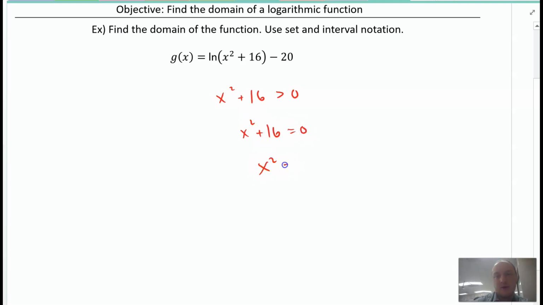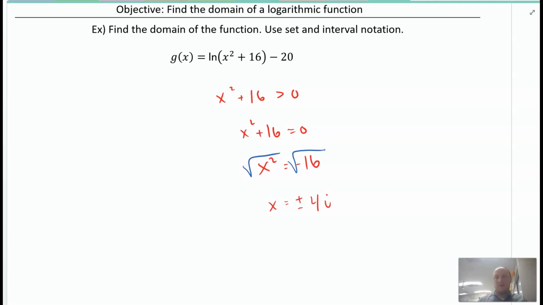Giving us x squared is equal to negative 16. Now, I'm going to take the square root of both sides, and what I hope you notice is that we get plus or minus 4i, when I take the square root of negative 16. So what this means is that there's no critical numbers. I have no values where it is 0.